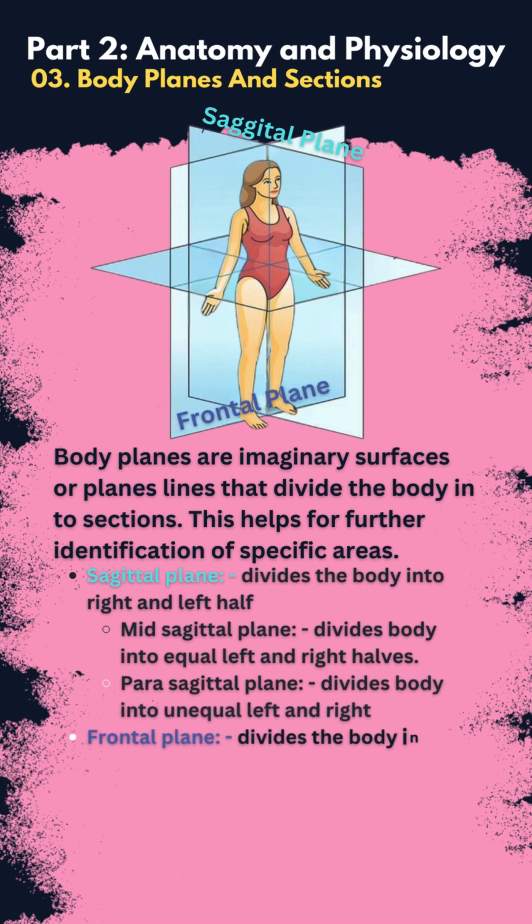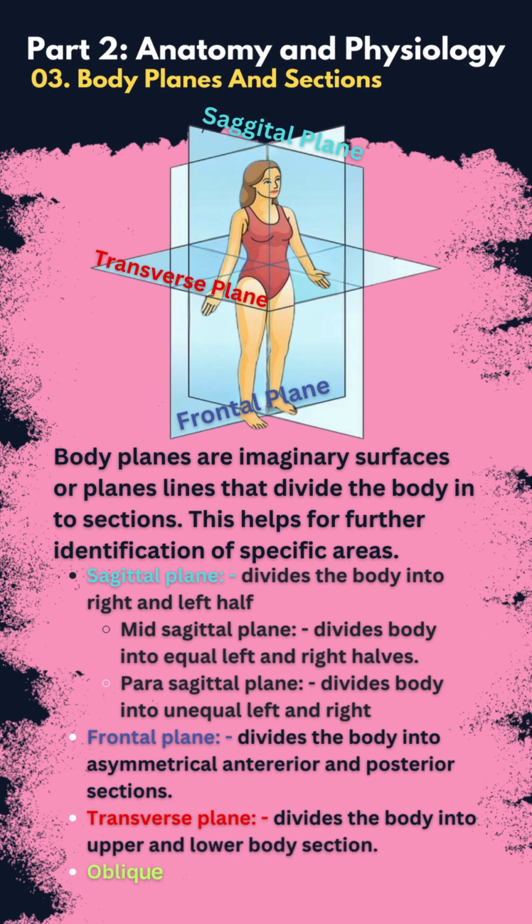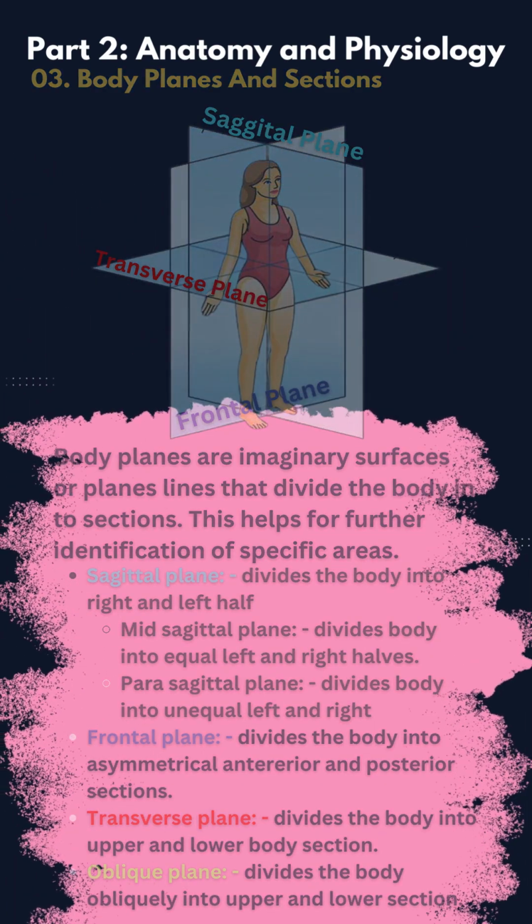Frontal plane divides the body into anterior and posterior sections. Transverse plane divides the body into upper and lower body sections. Oblique plane divides the body obliquely into upper and lower sections. Now we'll move on to our fourth and last section of the video, that is body cavities.